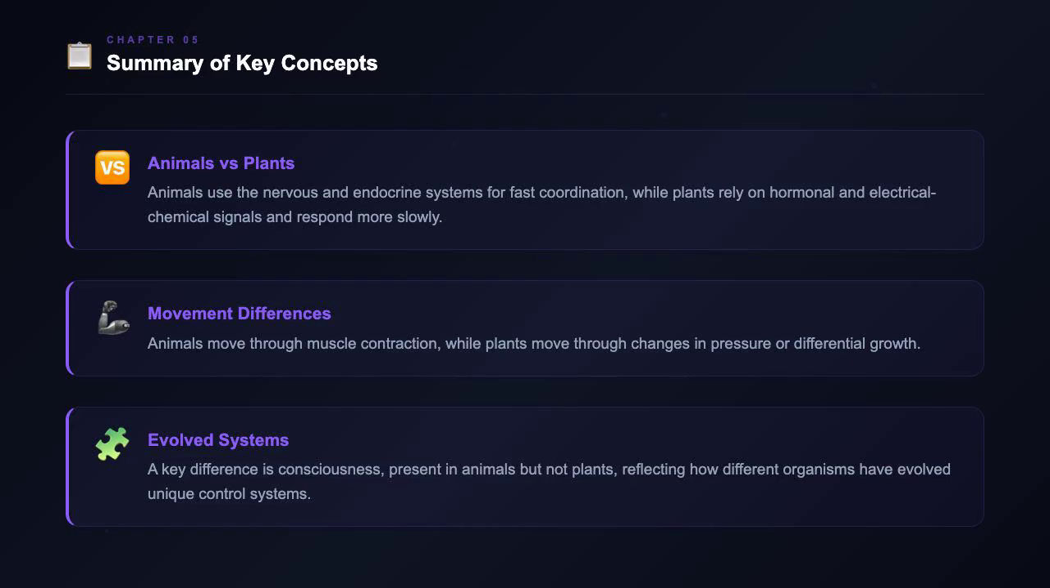Animals respond faster than plants. Animals rely on their nervous system while plants depend on their hormonal system. Animals move using muscle contraction, while plants move through changes in pressure or growth. A key difference is consciousness, present in animals but not in plants. These unique systems show how different organisms have evolved to control and coordinate their bodies and responses.